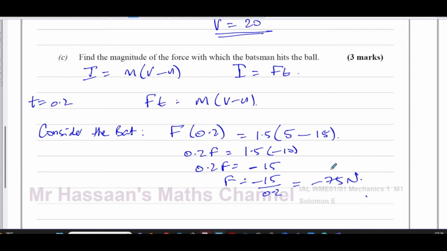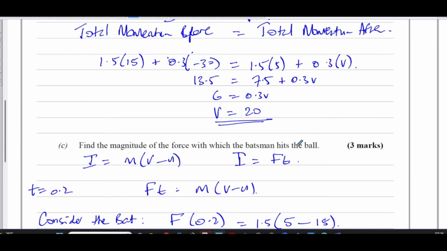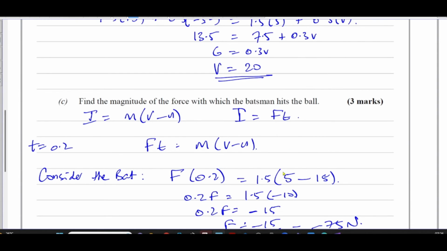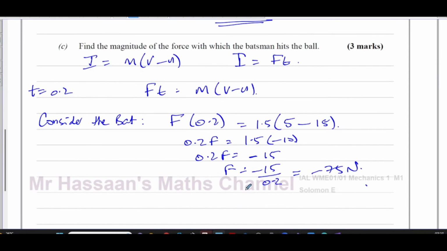So of course, this force is acting. This is the impulse, which we're considering the bat on the ball. So it's going to act in this direction. So that's why it's minus 75. But they want the magnitude. So therefore, we can say the magnitude of the force is going to be equal to 75 newtons. So there's the answer that we want.